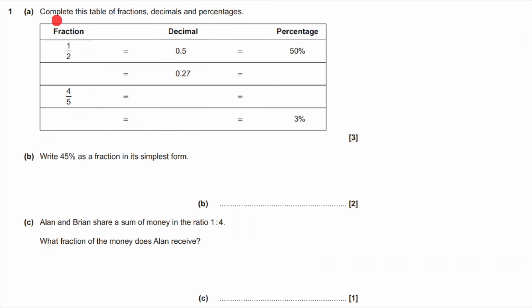Question 1, you've got to complete the table of fractions, decimals, and percentages. Okay, so you've got the first one being a half. They've given it to you as 0.5, which is 50%.